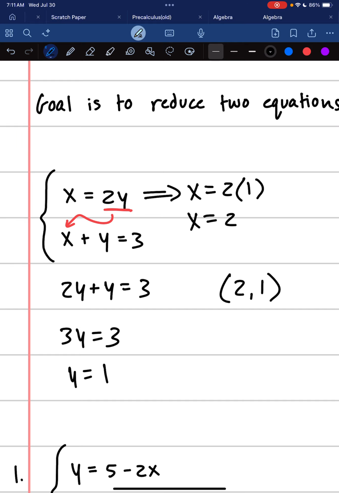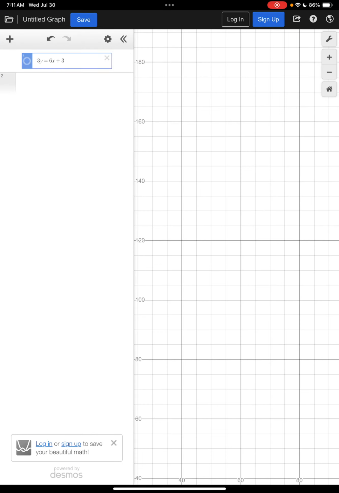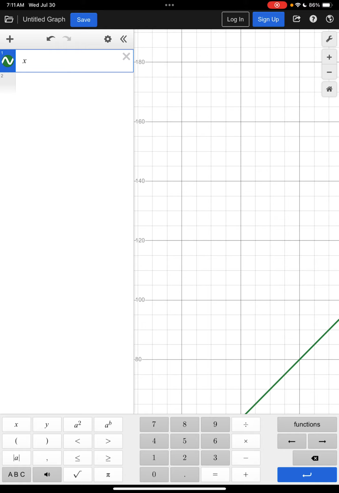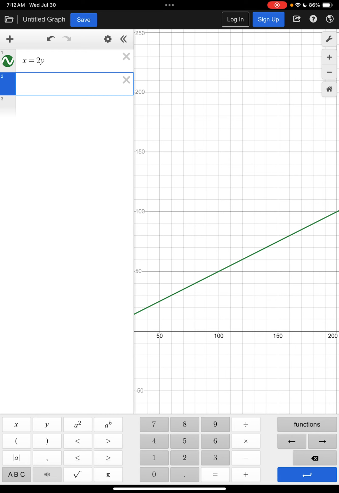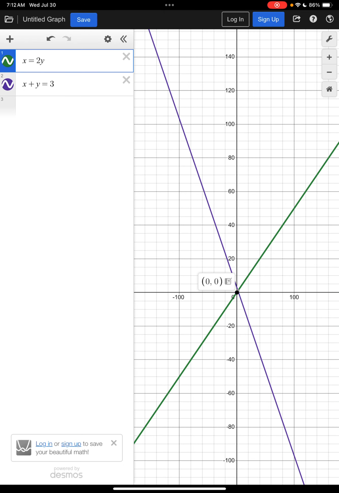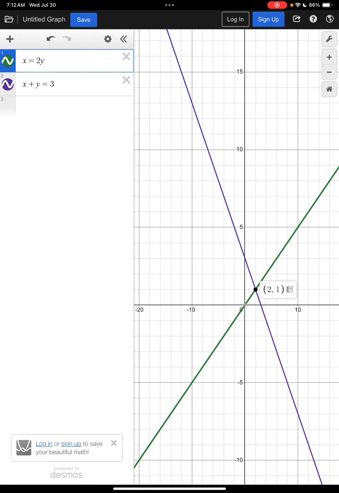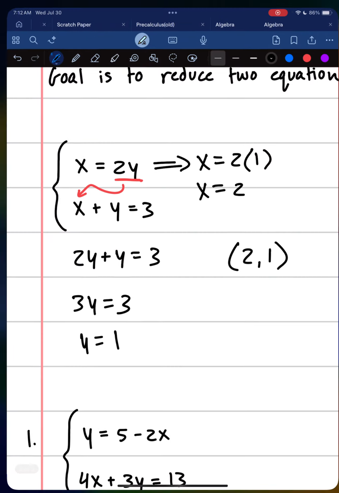And I could also solve this one using Desmos. I would just plug in x is equal to 2y. That's our first line. And also x plus y equals 3. And we can see that they intersect at this point. Oops, not that point, this one. (2, 1), which is what we found algebraically, right?